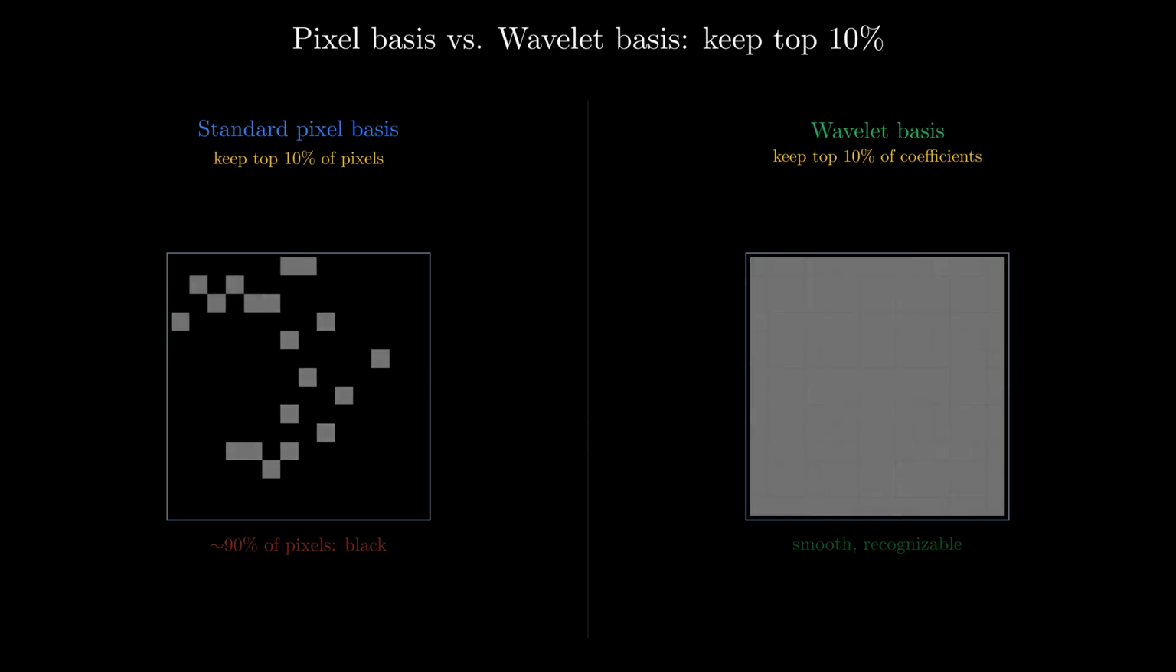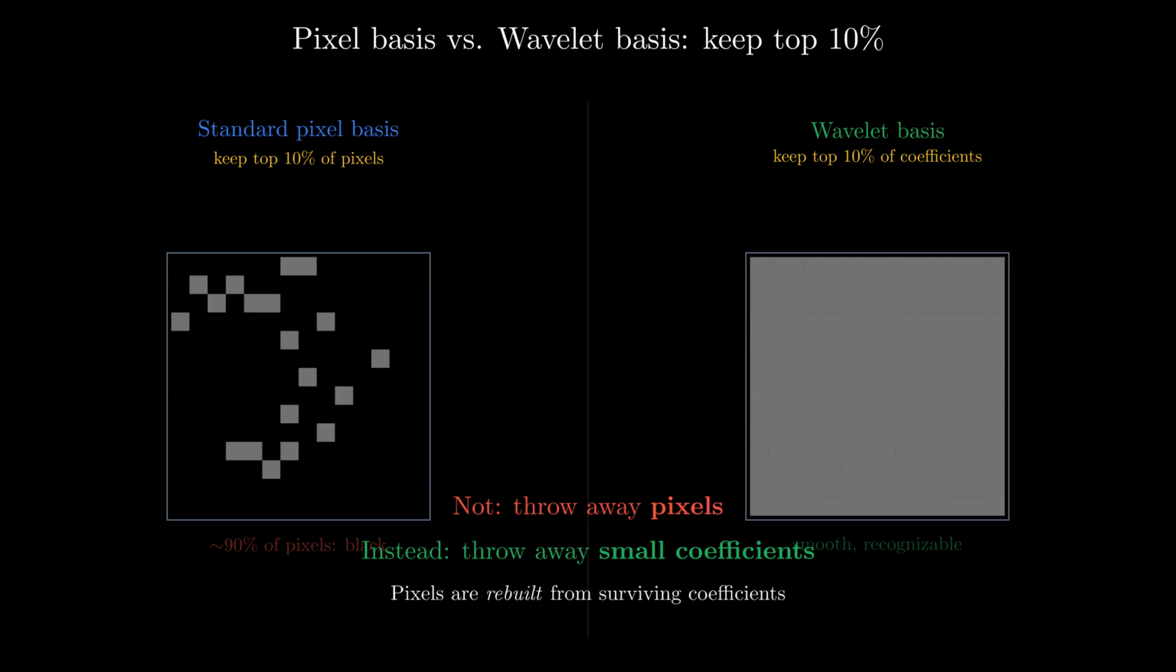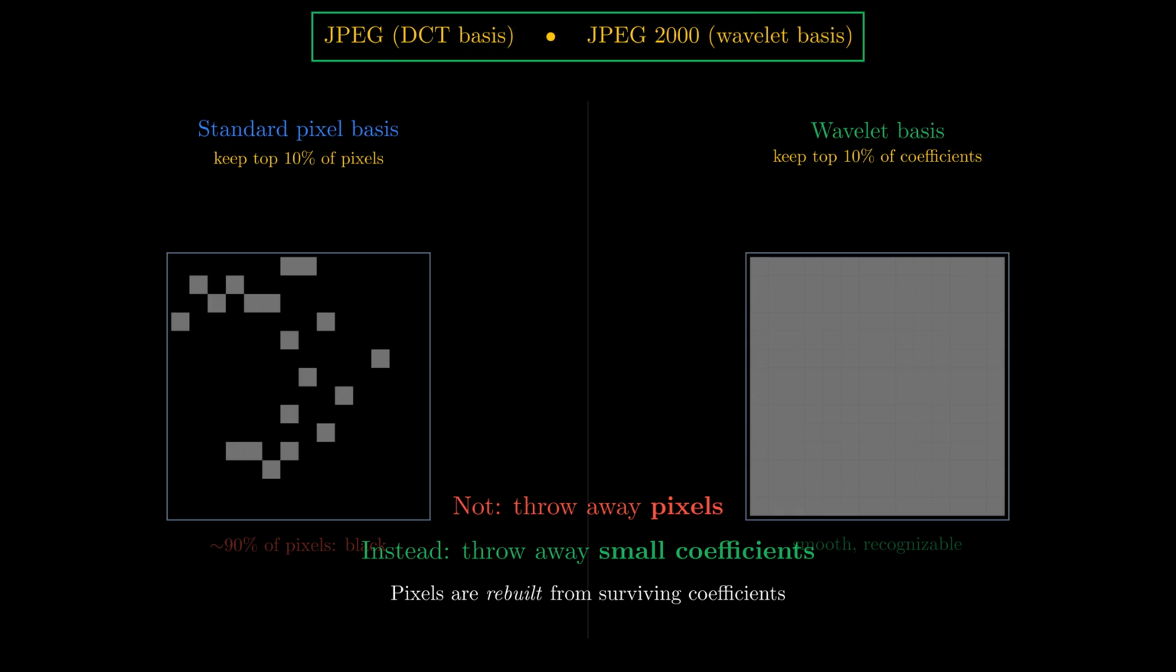And notice the key shift in thinking. We are not throwing away pixels, we are throwing away small coefficients. The pixels get rebuilt from the coefficients that survive. That's what JPEG does. That's what JPEG 2000 does.